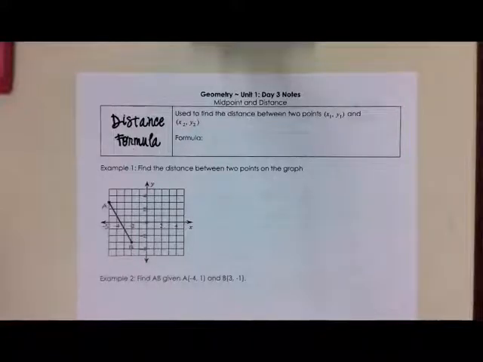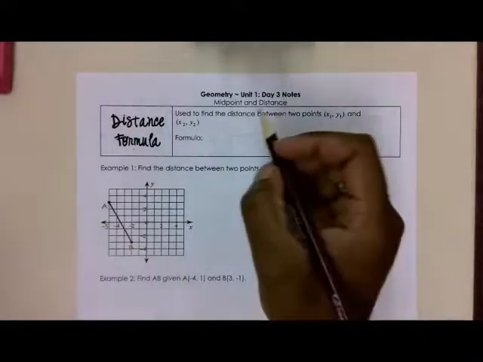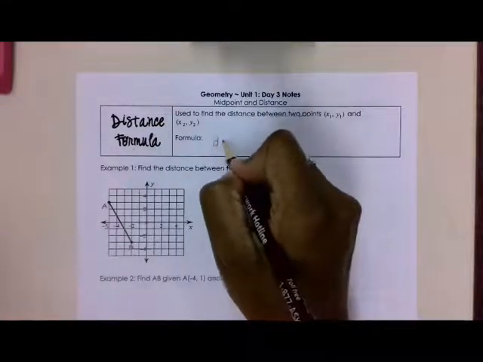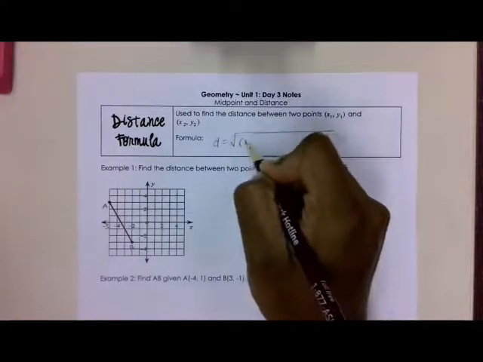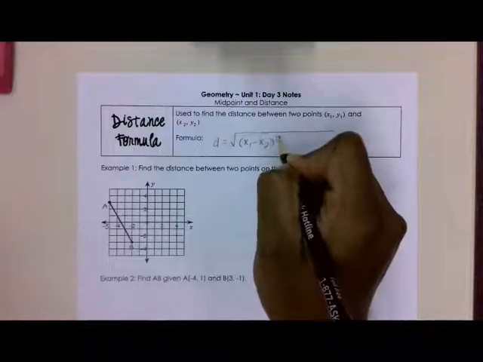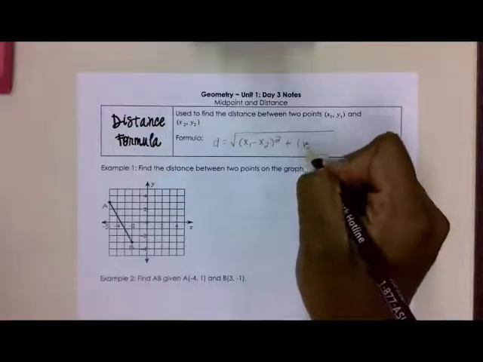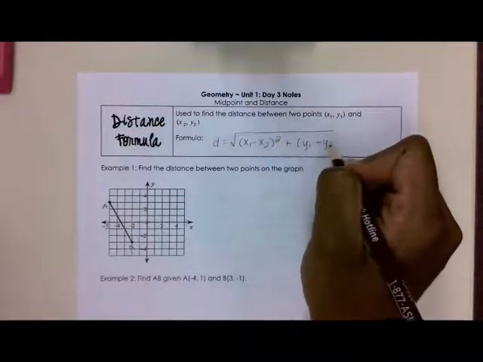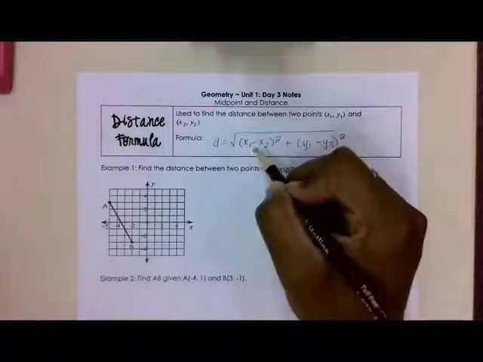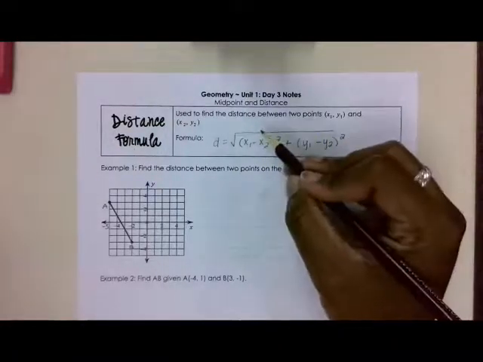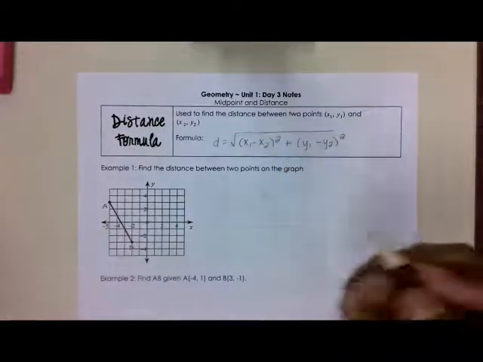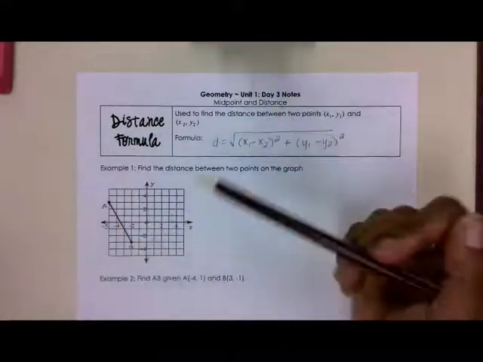Alright, day 3 we're going to talk about the distance formula and the midpoint formula. So the first formula we're going to learn is distance. d equals the square root of (x1 minus x2) squared plus (y1 minus y2) squared. So we subtract our x's, we subtract our y's, we square them, we add them together, and we take the square root. Okay? Alright, so we need to find the distance between these 2 points.